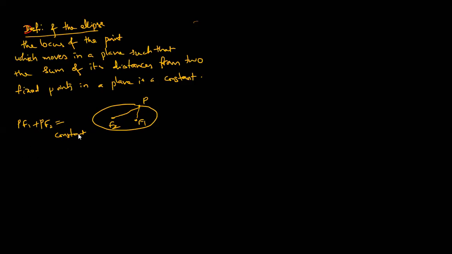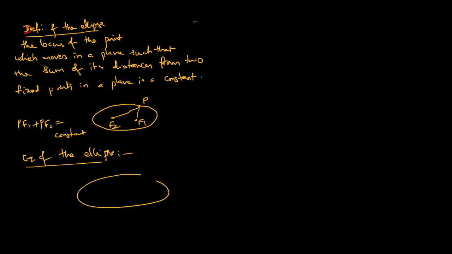Now, what is the standard equation of the ellipse? Yesterday we derived this one. So what is the equation of the ellipse here? x square by a square plus y square by b square is equal to 1.